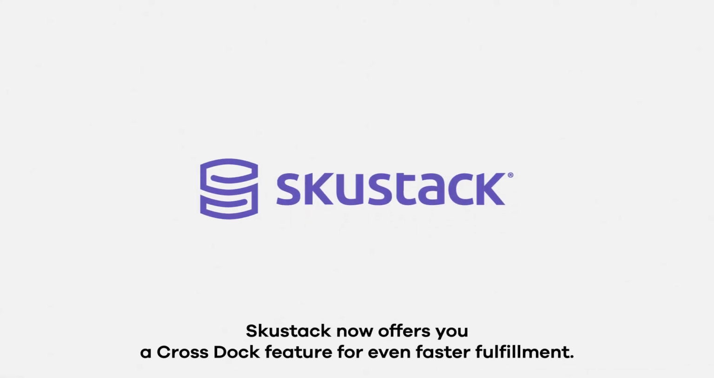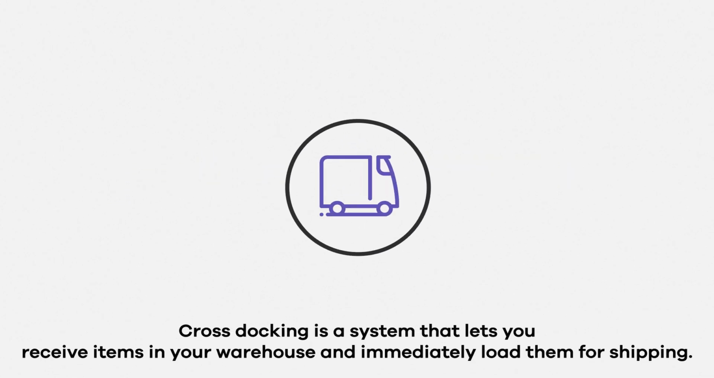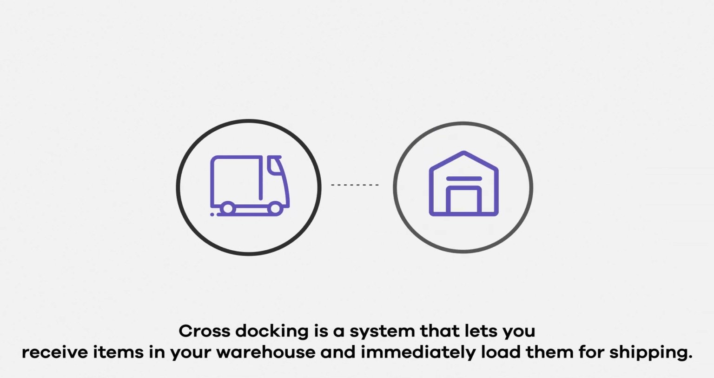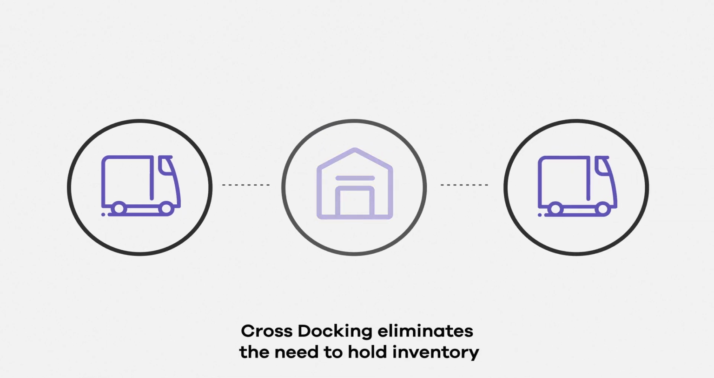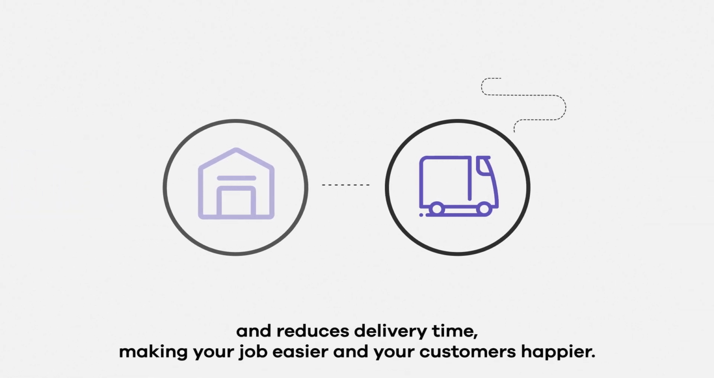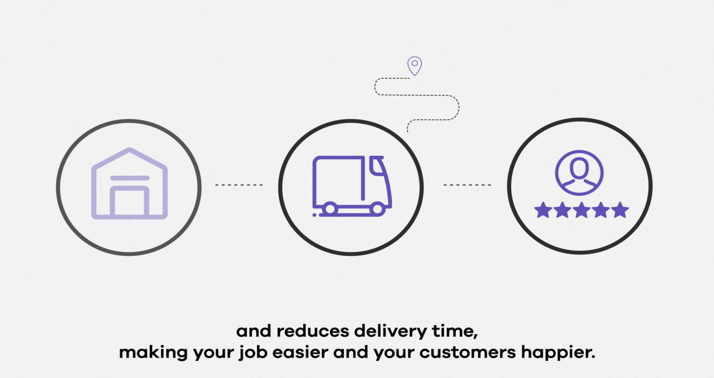Skustack now offers you a cross-dock feature for even faster fulfillment. What is cross-docking? Cross-docking is a system that lets you receive items in your warehouse and immediately load them for shipping. Cross-docking eliminates the need to hold inventory and reduces delivery time, making your job easier and your customers happier.